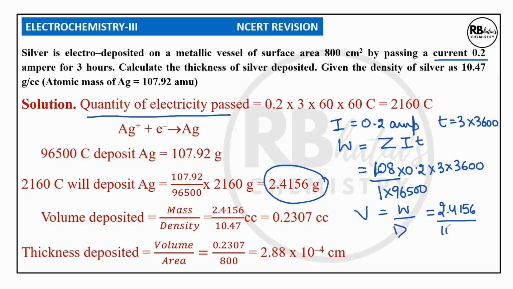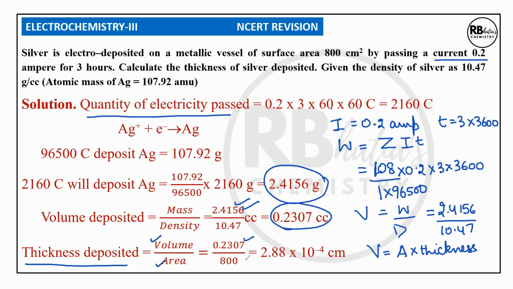Fine. So this is 10.47. When you substitute, you get volume equal to this. Now you know volume is equal to area into thickness. So the thickness deposited is going to be volume upon area. Substitute the values and you get your answer. Be careful about the units, the correct usage of units throughout.